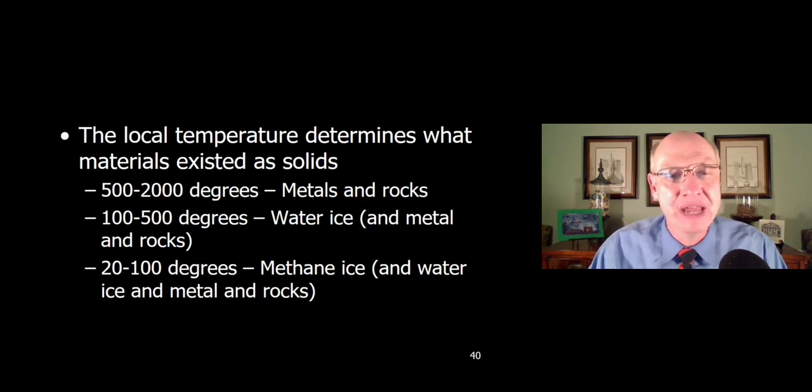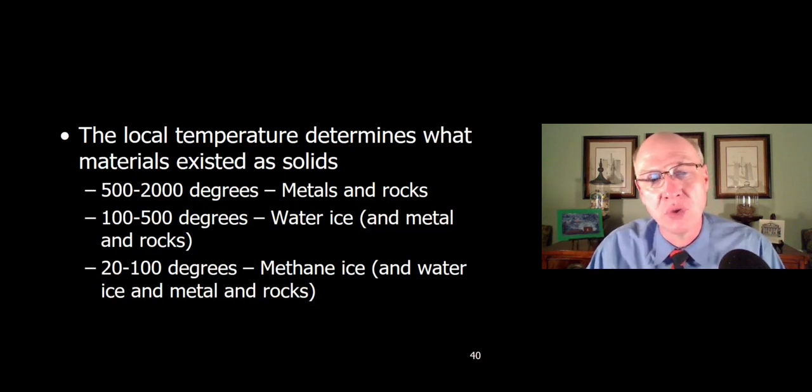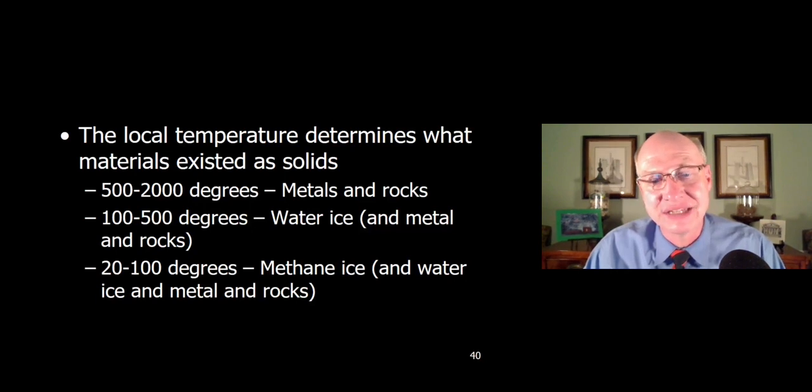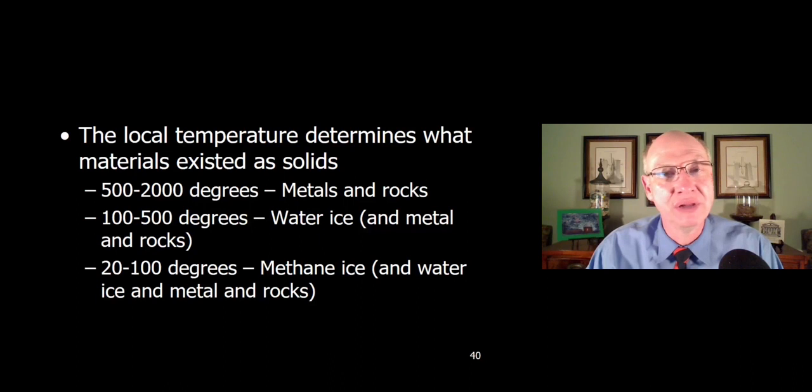And then in the intermediate part of the solar system, where the temperature was sort of 100 to 500 degrees, and by the way, these temperatures are in Kelvin here, the temperature was 100 to 500 degrees Kelvin. Water ice could exist, and metals and rocks. And so those planets could not only build themselves up using metals and rocks, but could also build themselves up using water ice.